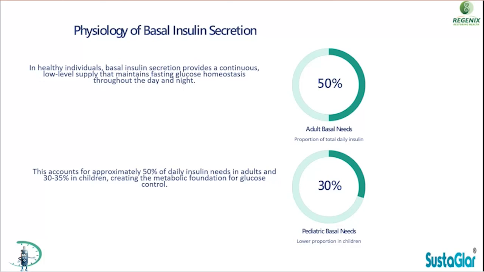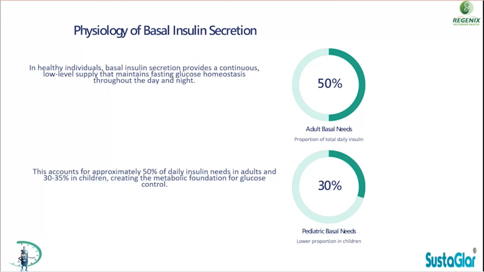At any time, even when the patient is in the fasting state, you can see a slight amount of basal insulin secretion. Even in healthy individuals, basal insulin secretion provides a continuous, low-level supply that maintains fasting sugar homeostasis. When the patient has a good amount of hepatic glucose output, that is addressed by basal insulin secretion throughout the day and night. Basal insulin accounts for around 50% of the insulin needs for adults and around 30% of pediatric needs, creating the metabolic foundation for glucose control.